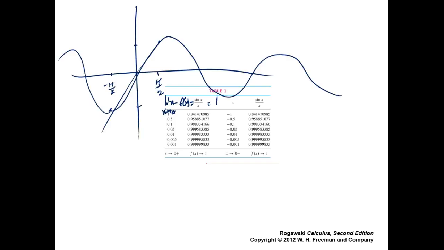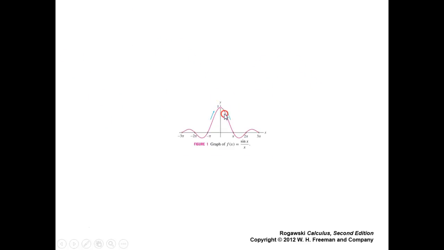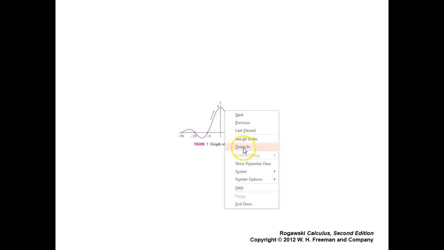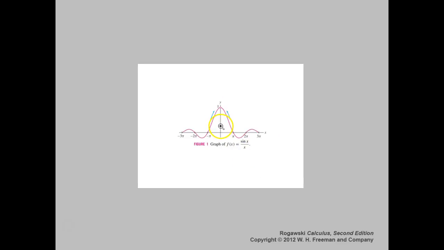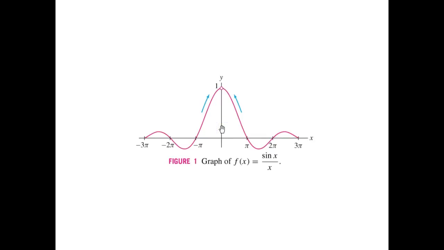When you plug in 0 and 0, that puts you at 1. But here's the beauty. If you were to take your graphing calculator and graph the function f of x equals sine x over x, here's what it looks like.